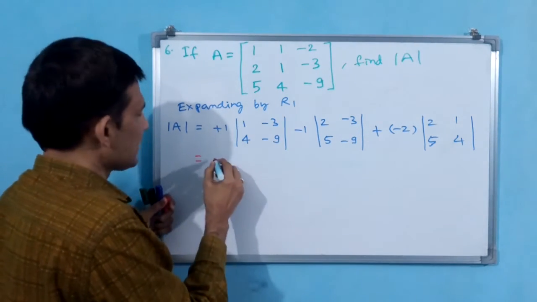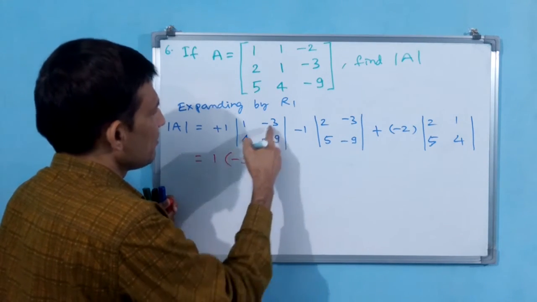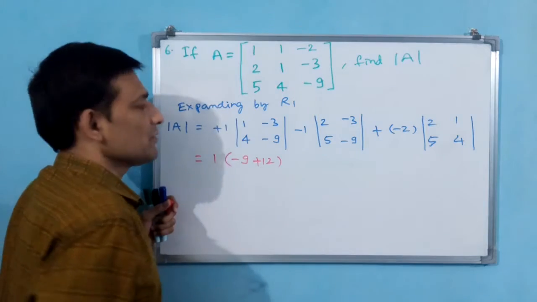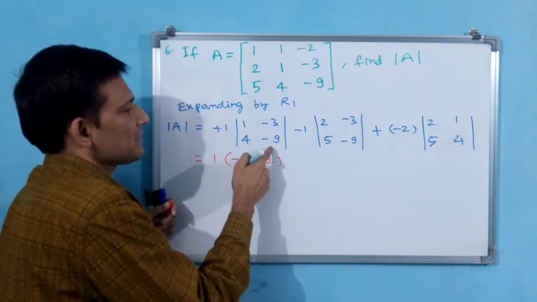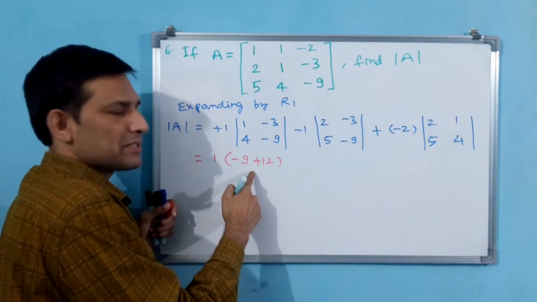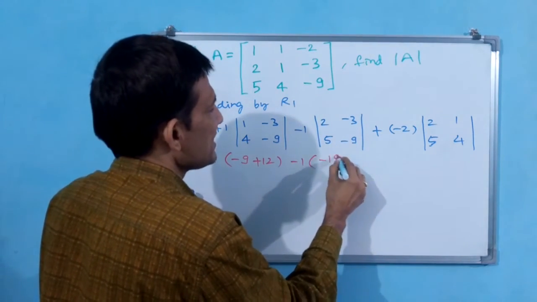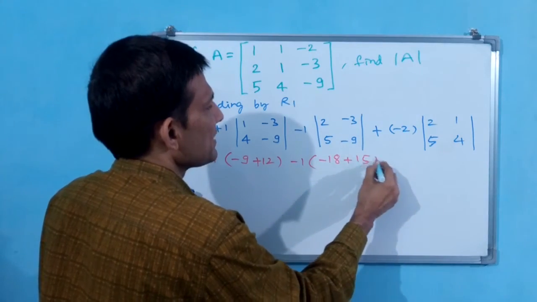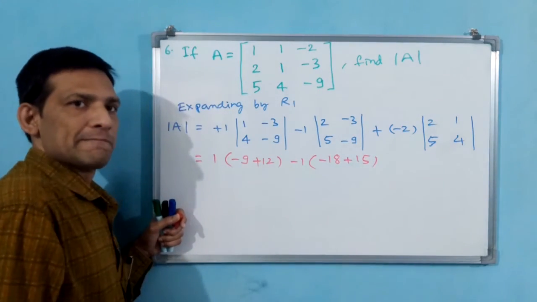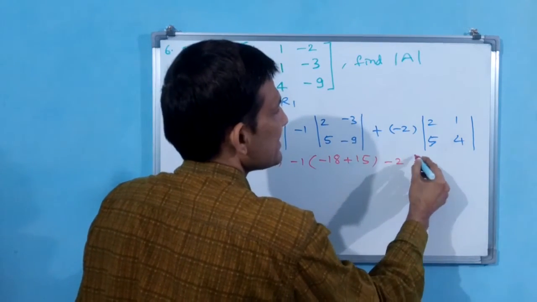See, plus 1 like that only 1. But you see minus 9 plus 12. Is it okay? Minus 9 but minus of plus 12, minus of minus 12. That means plus 12. Okay. You see here minus 1. Okay. Minus 18 plus 15. Okay. You see here now minus 2 you write.